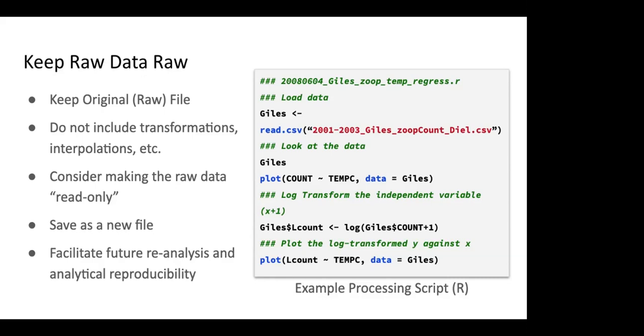I suggest creating a folder for that raw data, maybe making the file read-only so that edits don't accidentally happen. And then you make a copy of that data to analyze. And the example on the slide shows how you would pull data into R and create your processing script for transforming the data in some way without modifying that original file.